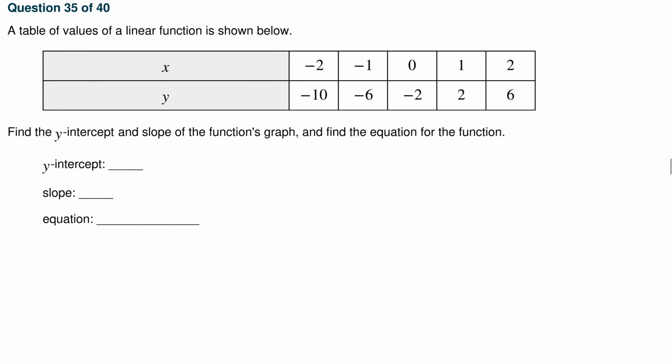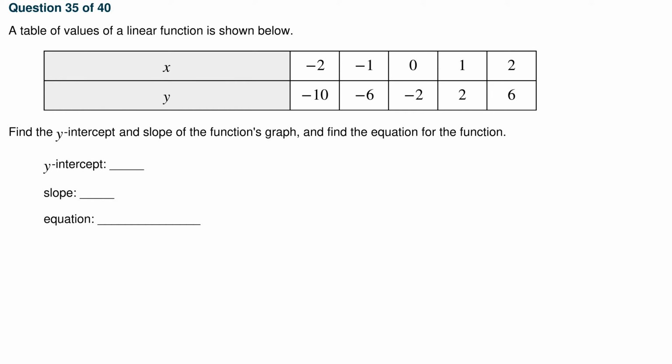Number 35. Okay, y-intercept. Y-intercept is when x is 0. So that will be x is 0. This is going to be your y-intercept. That will be negative 2. Slope, we're going to find the increasing and decreasing. You can pick any 2 points and use the slope formula, or you can find the pattern of the table.